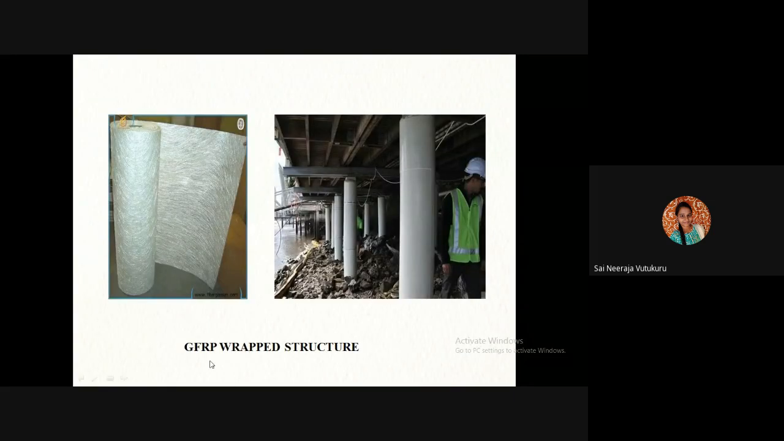Similarly, there are glass fiber reinforced polymer sheets also. Wherever we want to do the retrofitting, we can take these glass fiber reinforced polymer sheets, and we can surround columns by using these sheets, so that we can increase the load bearing capacity and also increase the strength of the columns.